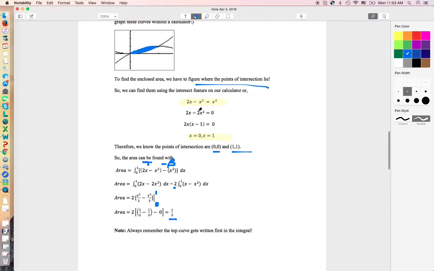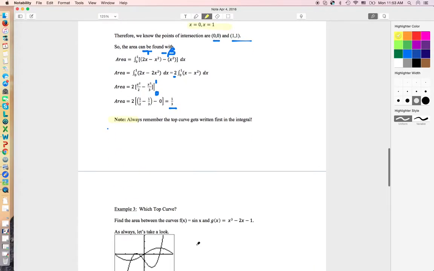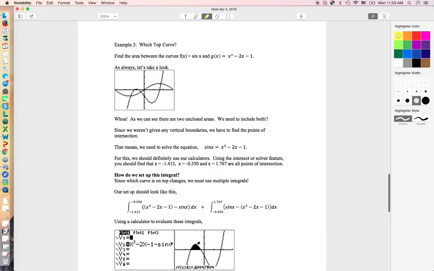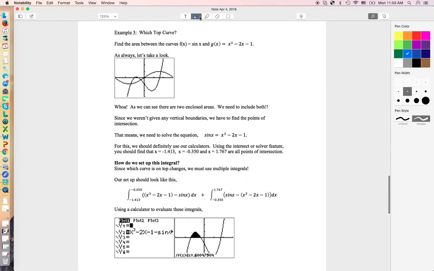We have one final example. I put a note here because it's super important that you remember that you're always doing the top curve first when you write the integral. Okay, so our final example, I called it which top curve.